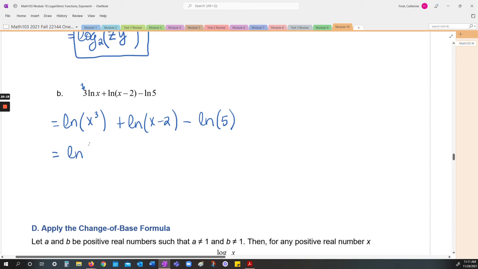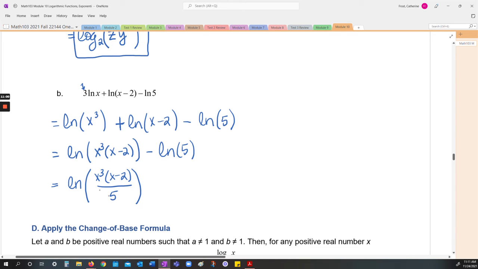So natural log of, so for the first 2, I'm going to do the product rule because it's a plus. So x cubed times x minus 2. And I'm going to use parentheses, but you could go ahead and distribute, multiply that out if you wanted. And then we have minus the natural log of 5. So now the quotient rule says we're going to do a quotient. So the first argument, the first input over the second one. So we'll have natural log of x cubed times x minus 2 all over 5.